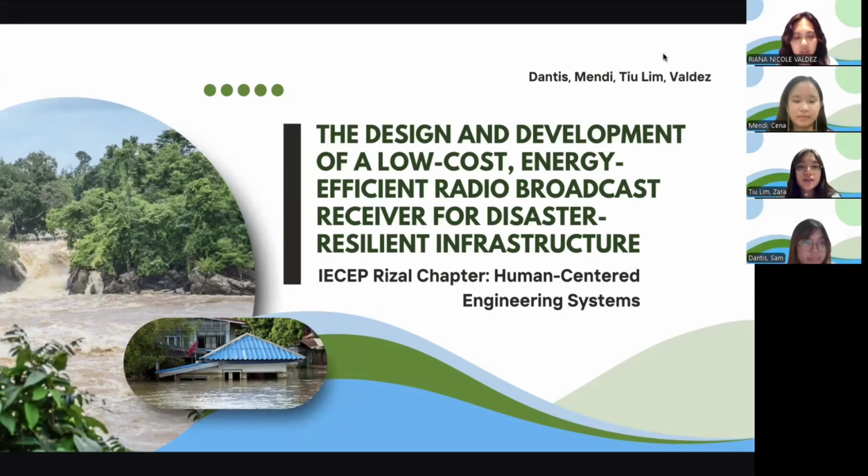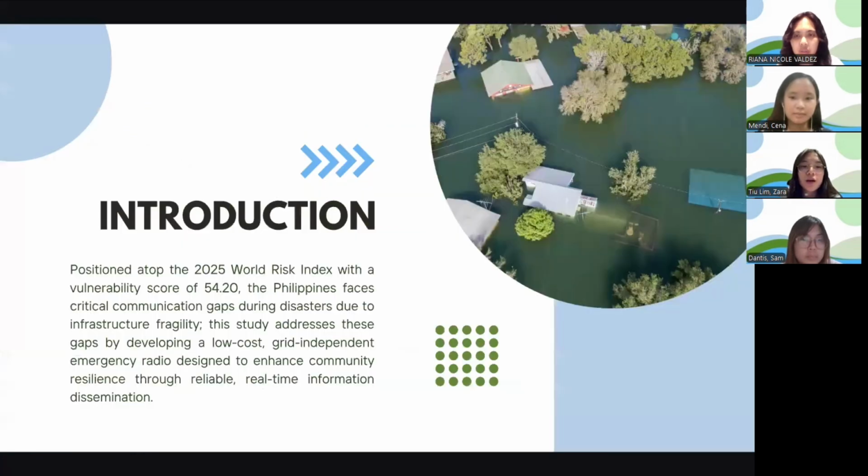Good day, everyone. Today, our group would like to present our project, the design and development of a low-cost, energy-efficient radio broadcast receiver for disaster-resilient infrastructure. Our project is motivated by the fact that when calamities hit, power lines and cell towers often break, leaving people with no way to communicate.